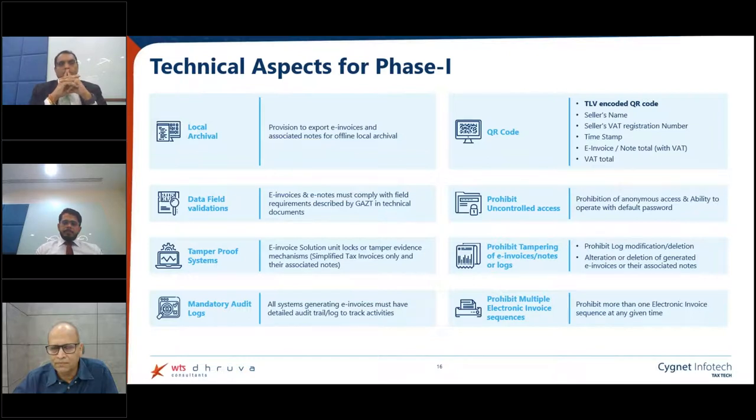As rightly mentioned by Neeraj, there are three critical prohibited functions for phase one. We'll talk about that first and then about the regular aspects of phase one, because the other things are pretty much there if you are using an ERP or a POS, and most of the invoices nowadays are already in an electronic format. But the challenge that comes up with the prohibited functions is the tampering of the invoices, your credit notes, or even your logs.